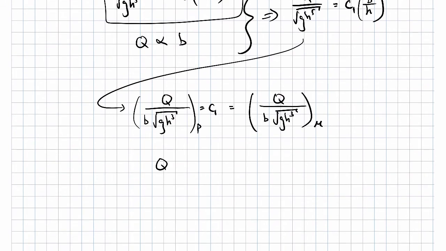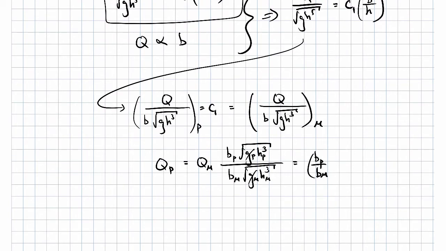So I want to find the volumetric flow rate in my prototype. That'll be the volumetric flow rate in the model, and then I'll have b of the prototype times the square root of g prototype h prototype cubed, square root of that whole thing. And then in the denominator, it'll be b of the model, square root of g in the model, h of the model cubed, square root that whole thing. And then, of course, gravity is going to be the same in both, so we can simplify that. Let me just rewrite this whole expression and make it look a little cleaner.